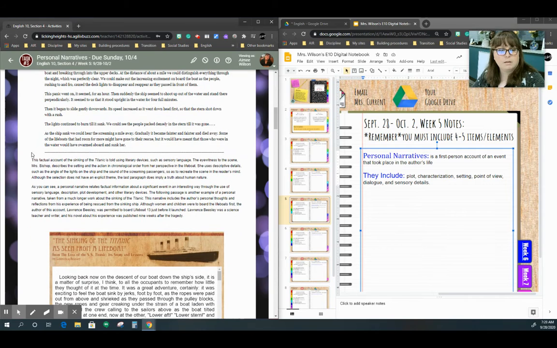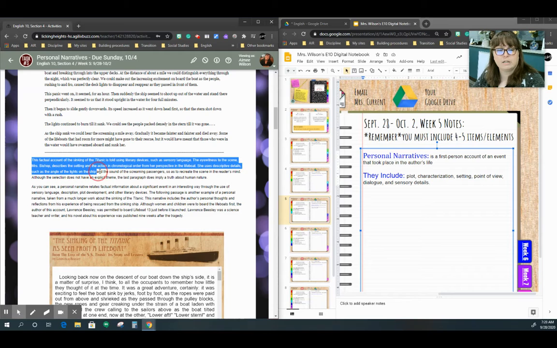Okay? This factual account of the sinking of the Titanic is told using literary devices such as sensory language. The eyewitness to the scene, Mrs. Bishop, describes the setting and the action in chronological order from her perspective in the lifeboat. She uses descriptive details such as the angle of the lights on the ship and the sound of the screaming passengers, so as to recreate the scene in the reader's mind.